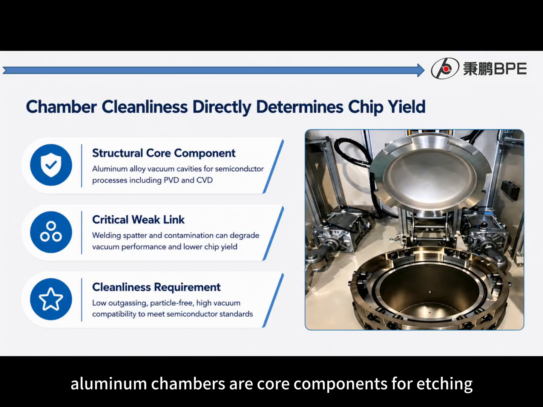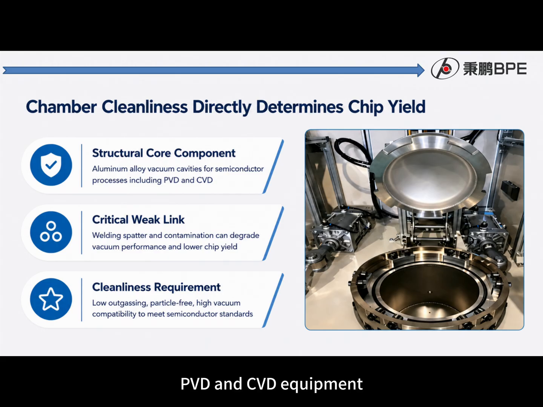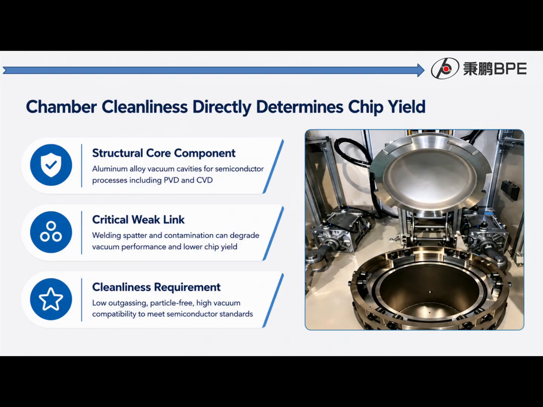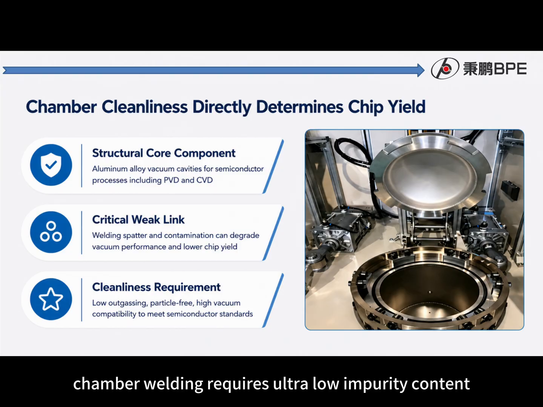Aluminum chambers are core components for etching, PVD and CVD equipment. The ultra-high vacuum environment relies on chamber tightness and surface cleanliness. Weld seams tend to generate impurities and outgassing. Microcontaminants will damage vacuum performance, interfere with wafer fabrication, and reduce chip yield. Therefore, chamber welding requires ultra-low impurity content, high cleanliness, and stable process repeatability.